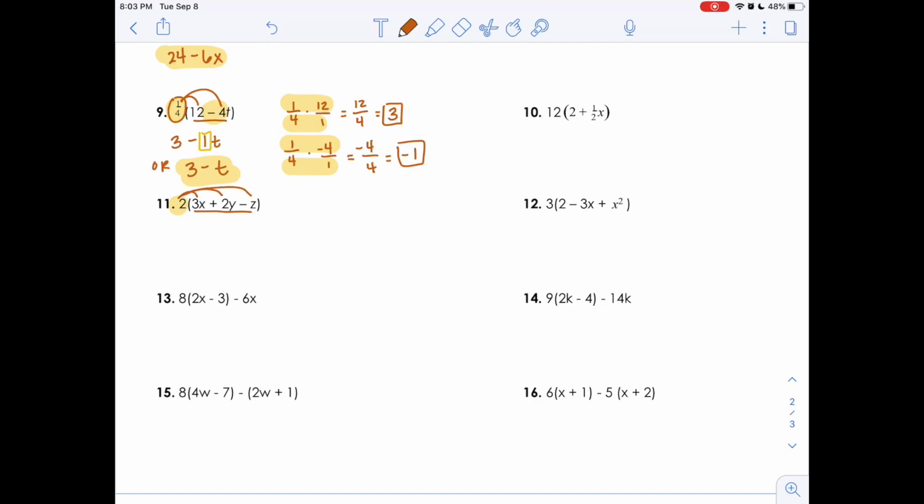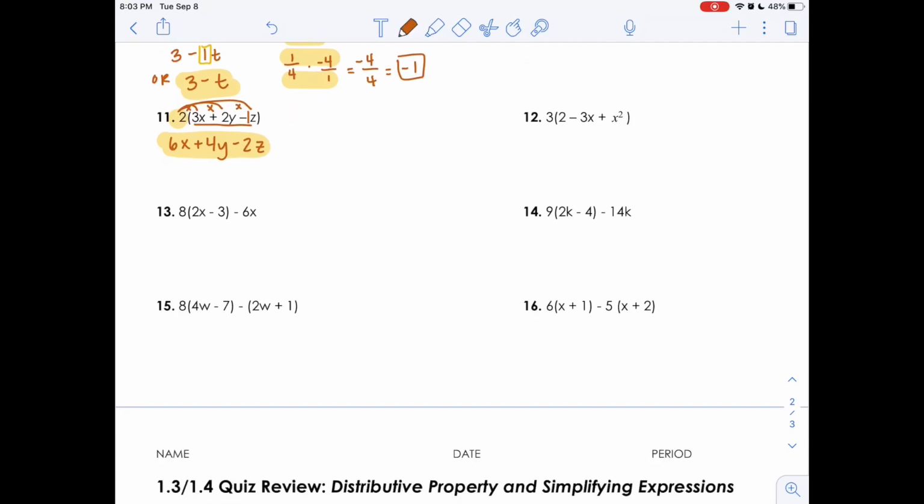That means that I have 2 of everything, so I'm going to pass out that 2 by multiplying, and I can simplify further. So I have 2 times 3x, which is 6x, 2 times 2y gives me a positive 4y, and 2 times negative z, this is like a negative 1, 2 times negative 1 is negative 2, and you keep the z. Once again, I've got an x, y, and a z. Those cannot be combined, so this is my final answer.